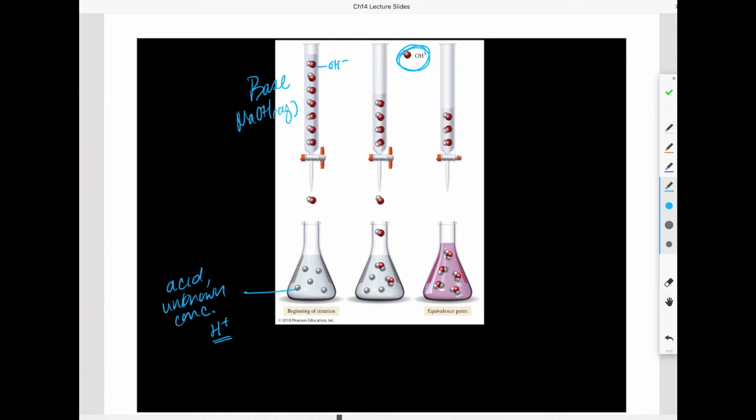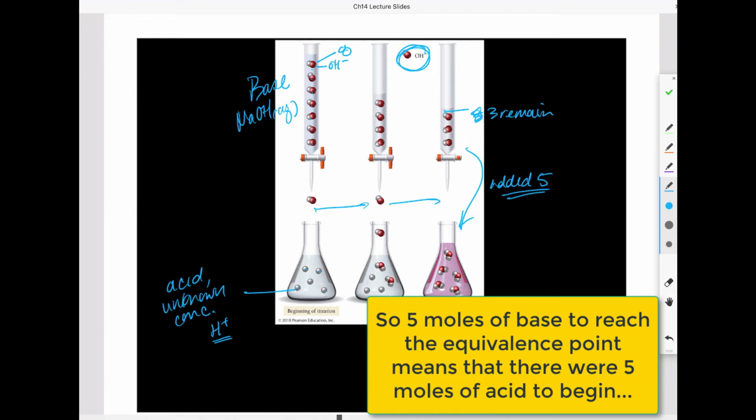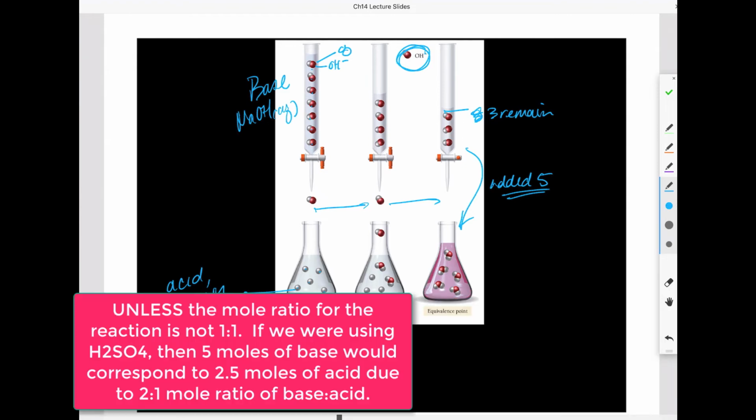But the point is that if we watch our titration as we go from here to here, we start off with 1, 2, 3, 4, 5, 6, 7, 8 moles of hydroxide, for example, and here we have 3 left. We started off with 8, and 3 remain, which means we added 5, yes? That makes sense? So if I added 5, that tells me that inside my flask I must have had 5, yes? If I added 5 moles, that means my flask must have contained 5 moles, yes?